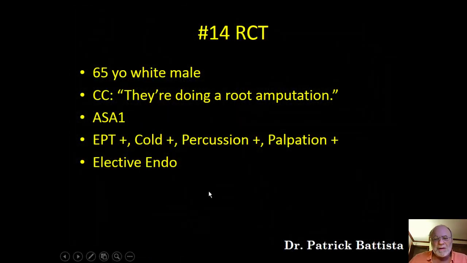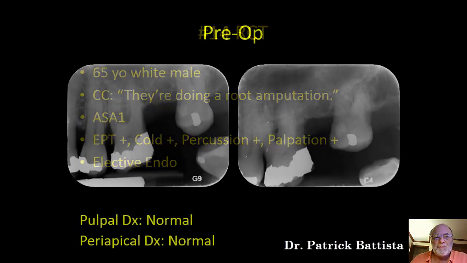In a treatment that was done by Dr. Patrick Batista, faculty member at the School of Dental Medicine, at the request of the periodontal department, they were going to do a root amputation and they needed the endodontic treatment done first. This tooth was endodontically normal. Dr. Batista was going to do the procedure because a root amputation was going to be performed.